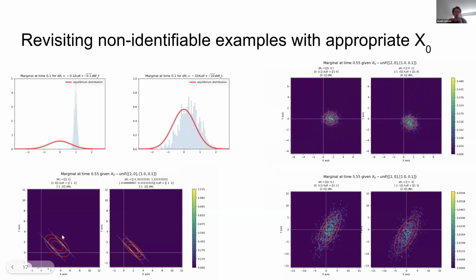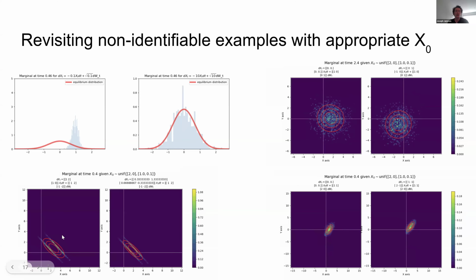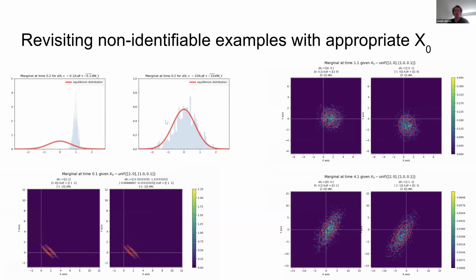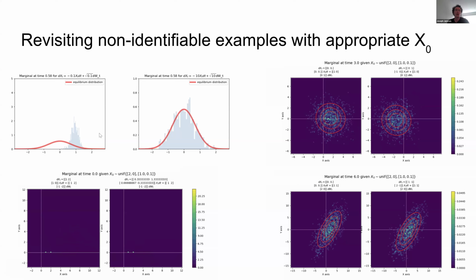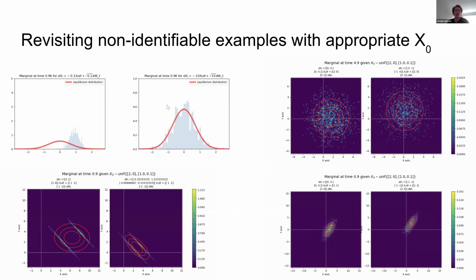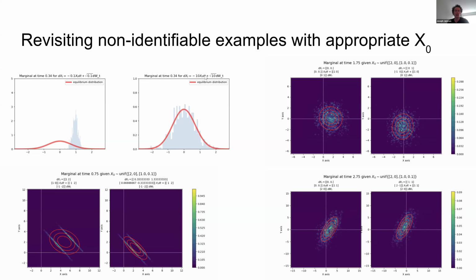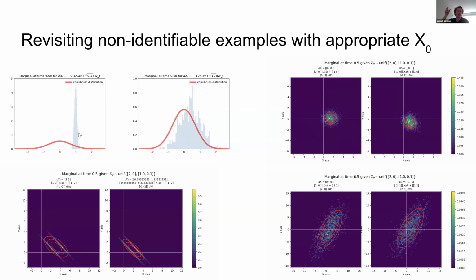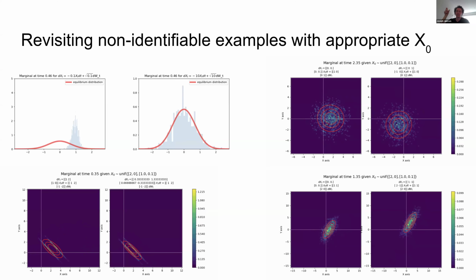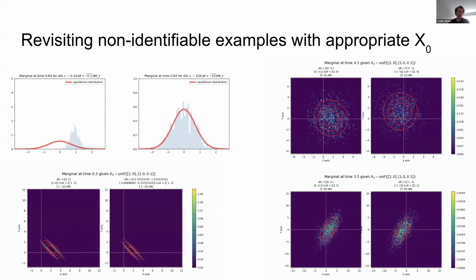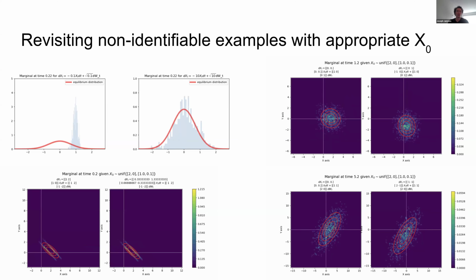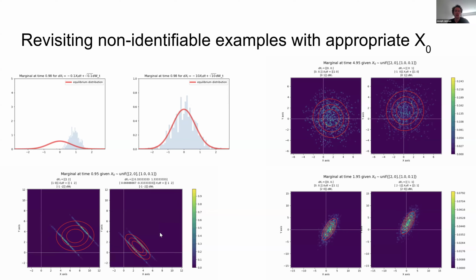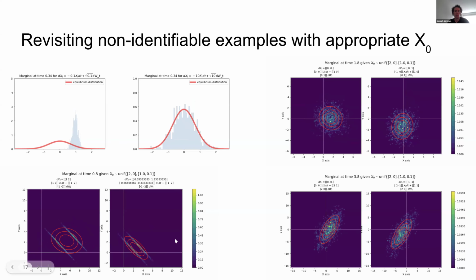So if we start out with our initial marginal x naught as something that's not autorotationally invariant, we can revisit some of our non-identifiable examples and see that they become identifiable. This is the first case where we had 0.1 drift versus 10 drift looking exactly the same. On the left-hand side, it starts outside of its stationary distribution. So the left-hand process is moving very, very slowly towards its stationary, while the right-hand process moves very quickly. So you can actually tell the difference between the two processes. And likewise with the other examples here.